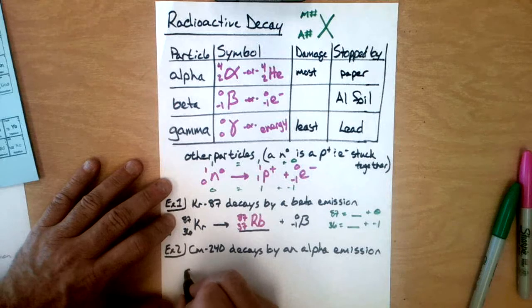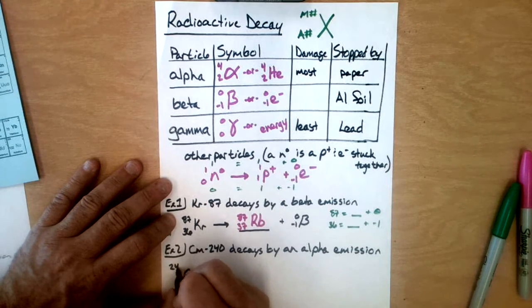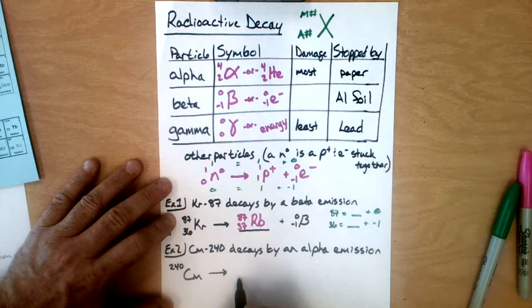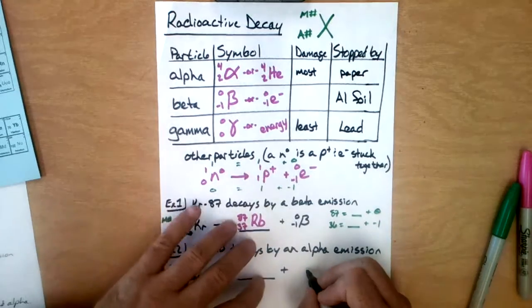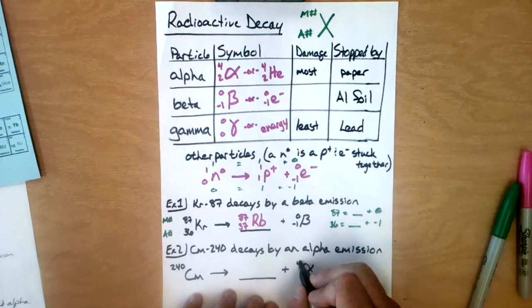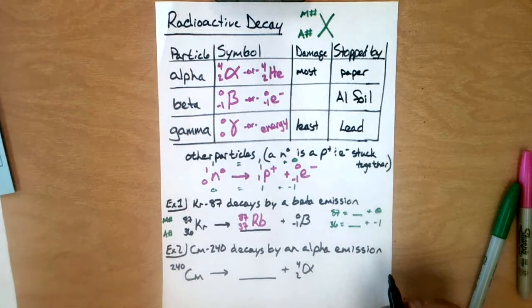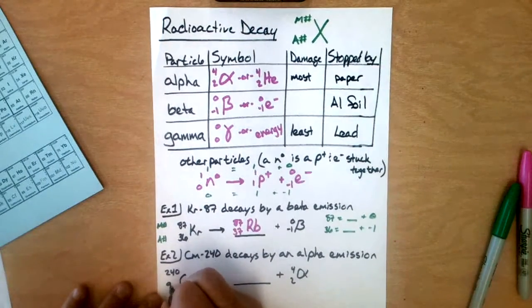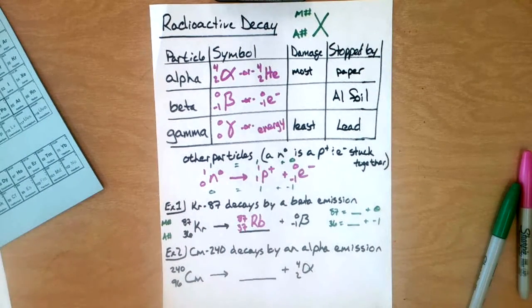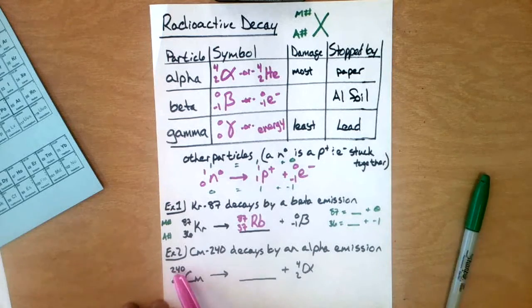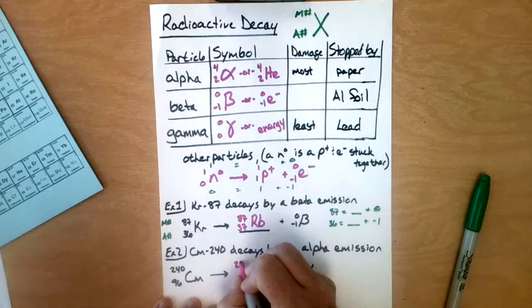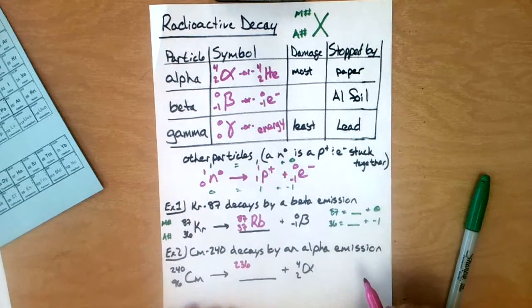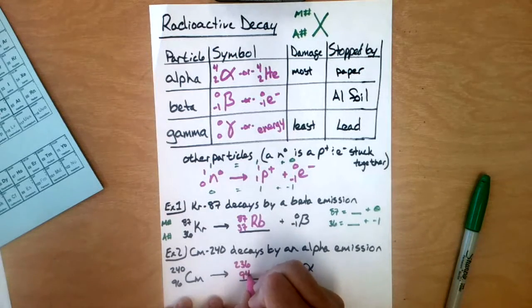All right, so curium 240 decays into something and an alpha. And an alpha is a 4, 2. I need to go find curium. Cm right down here, number 96 is its atomic number, so that goes there. Now we need to do our math again. Here we have 240 equals something plus 4. So the missing number there is 236. 236 plus 4 is 240. And 96 equals something plus 2, so 94.